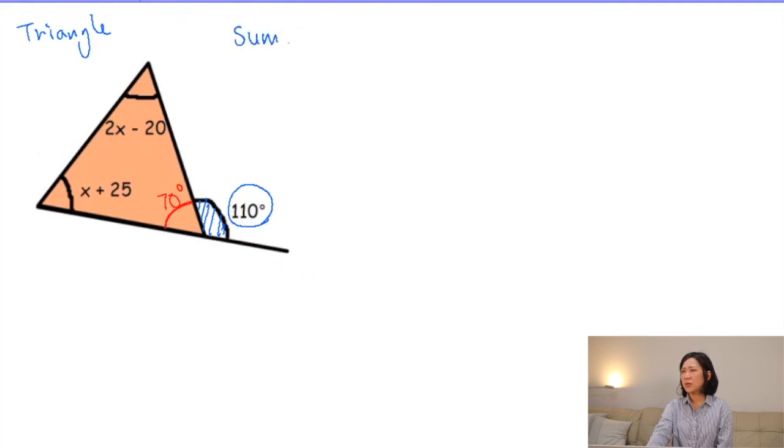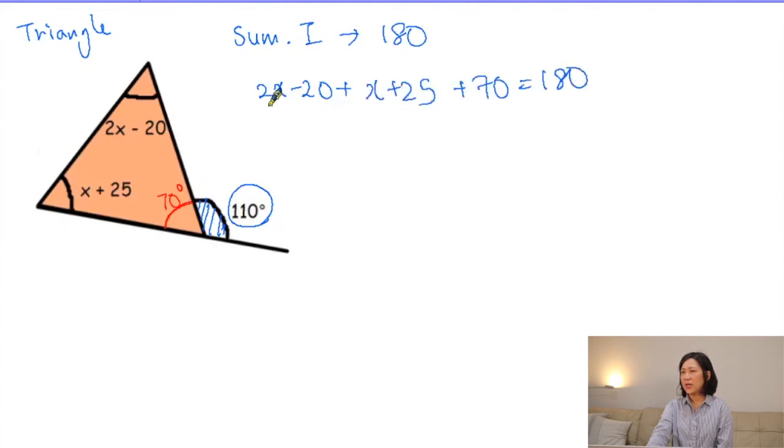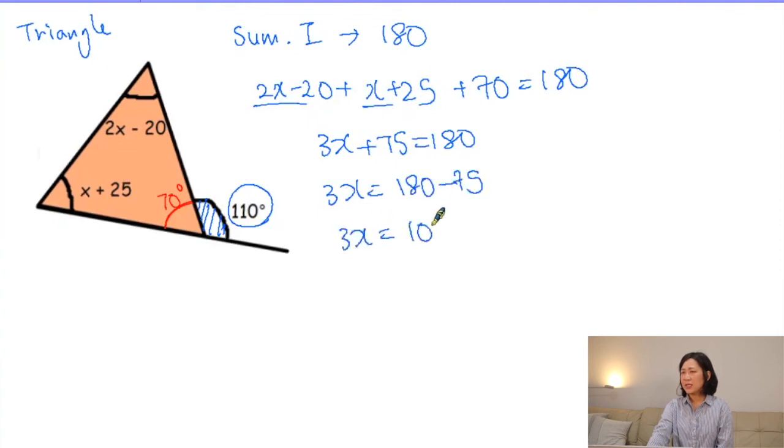So let's use the fact that the sum of the angles in a triangle is 180. If we add up all the angles inside the triangle, it gives you 180. Now 3x plus 75 gives you 180. 3x is 105, so your x is 35 degrees. So your x is 35.